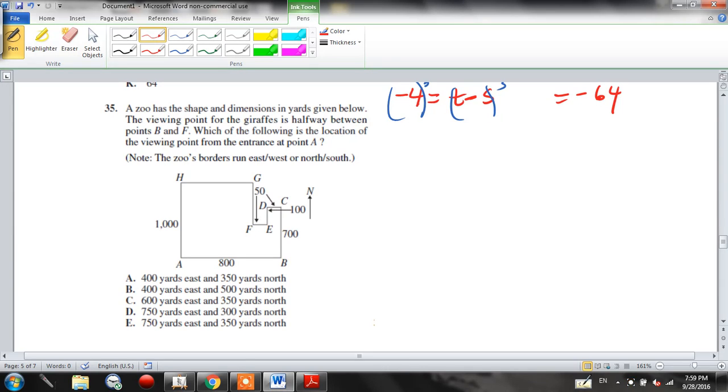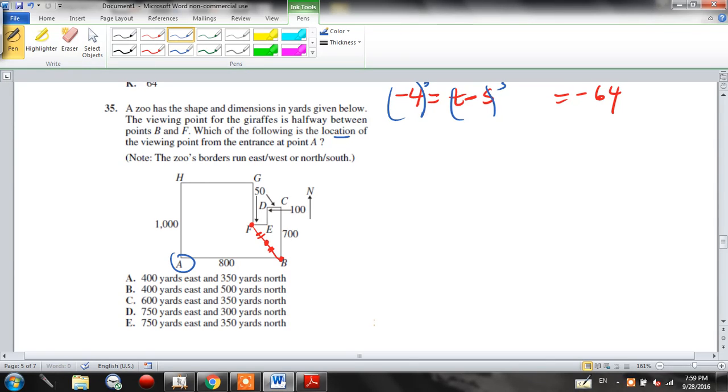A zoo has the shape and dimensions in yards given below. The viewing point for the giraffe is halfway between B and F. To look at the giraffe, you have to go halfway between these two, in other words, at the midpoint. That's the key. Which of the following is the location of the viewing point from the entrance point A? So that's the entrance.